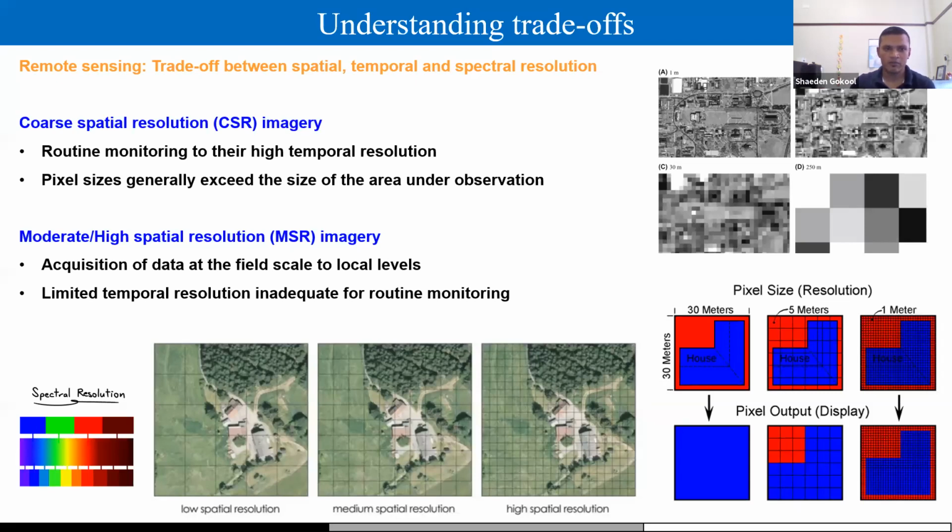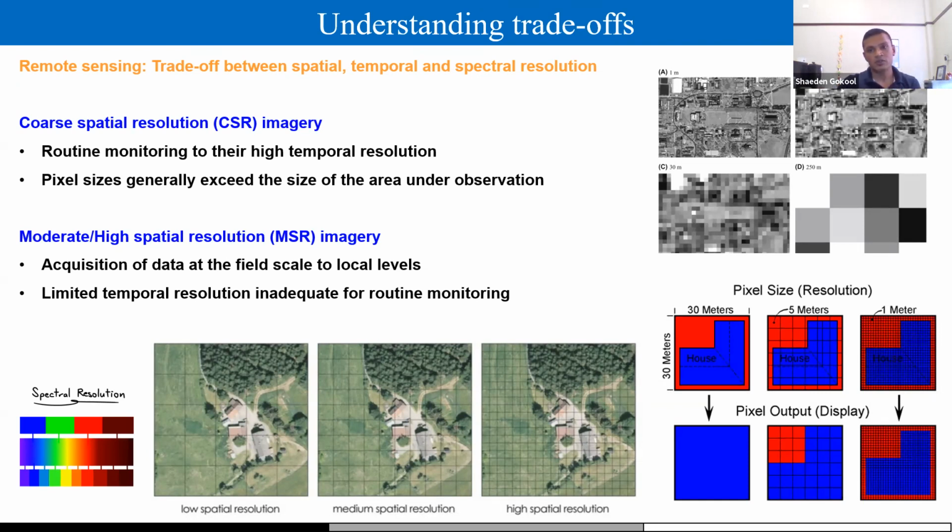Moving on, you have moderate or high spatial resolution imagery. These images generally capture a lot more detail about the specific region of interest, and they're particularly useful for applications at the field scale or local levels.